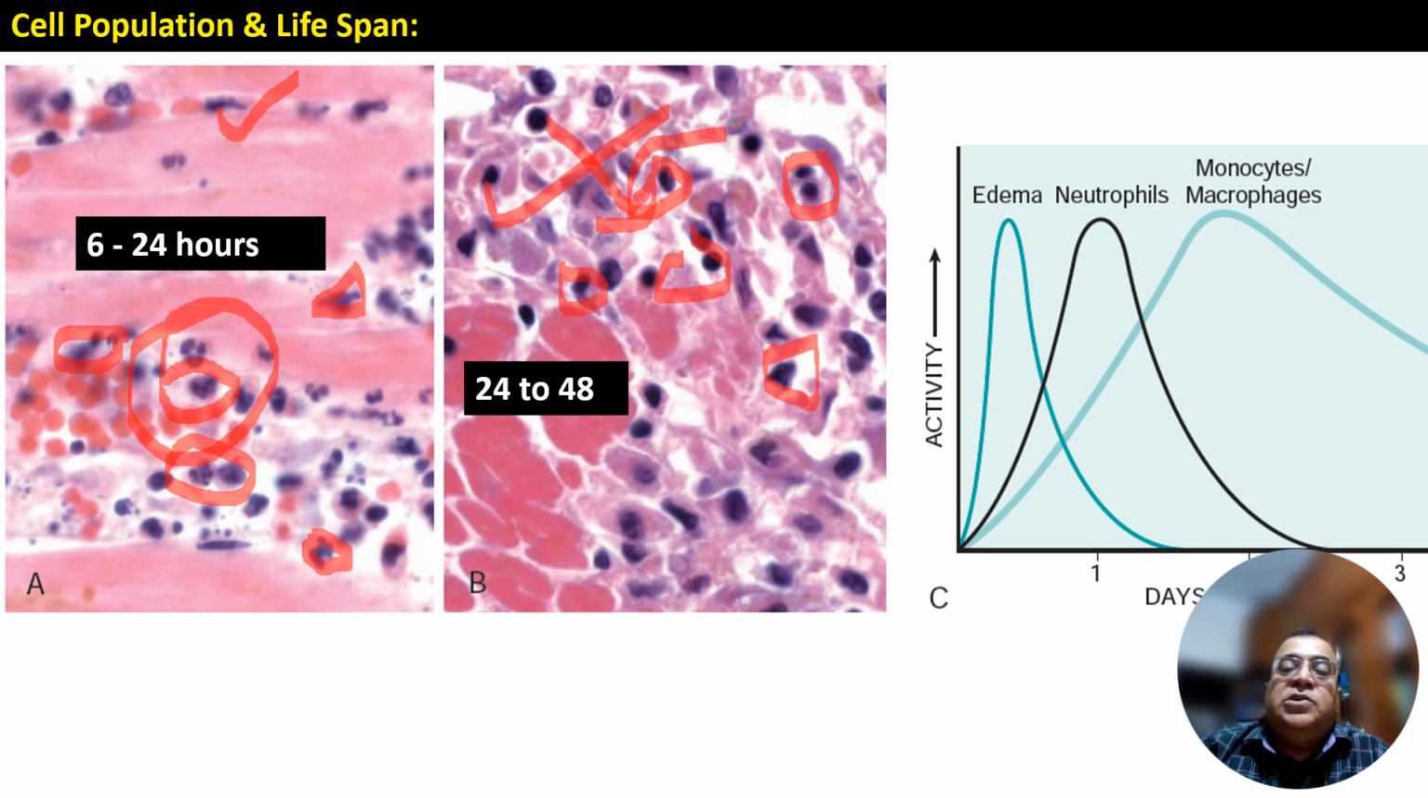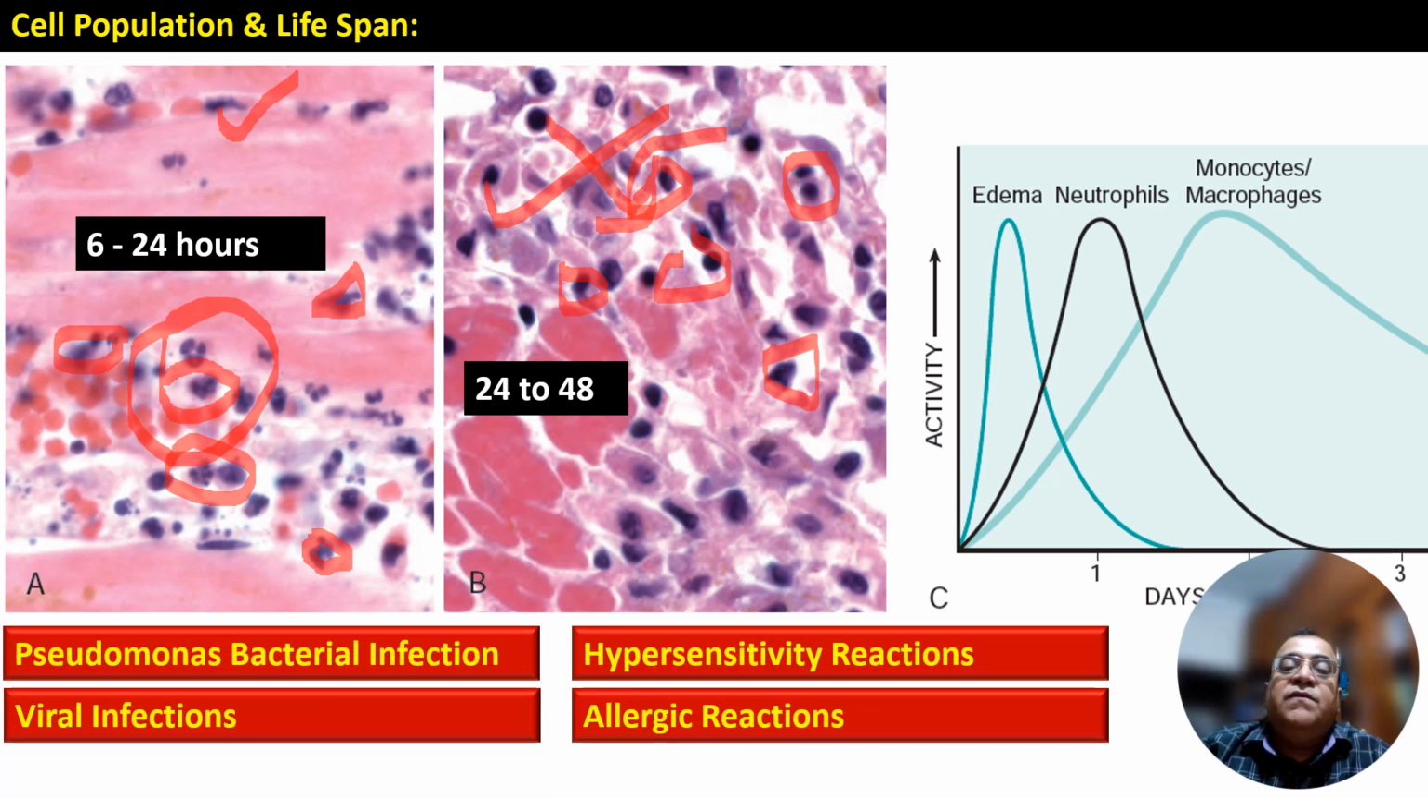So after 2 days, there is predominance of the monocyte in the tissue, as is seen in this picture. There are some exceptions to this. In Pseudomonas bacterial infection, there is continuous recruitment of the leukocyte to this area. In hypersensitivity reaction, there is early involvement of lymphocytes. Viral infection also involves lymphocyte, and eosinophils predominate the allergic reaction.